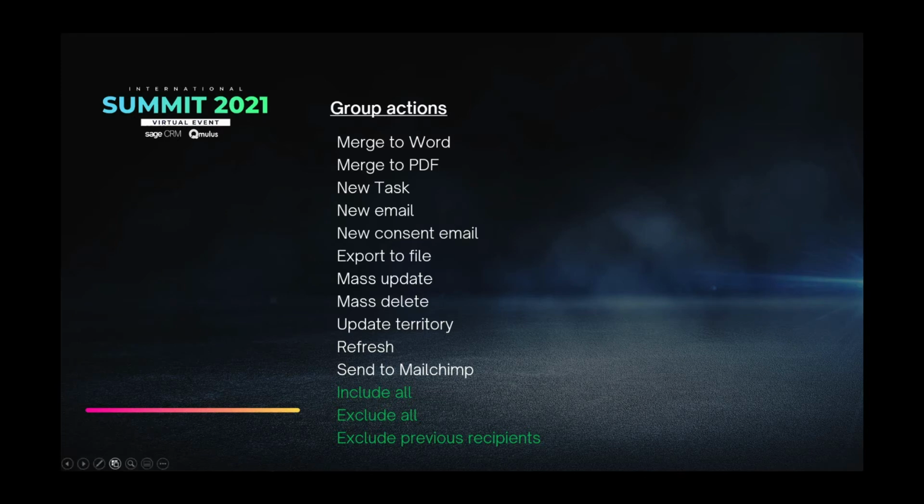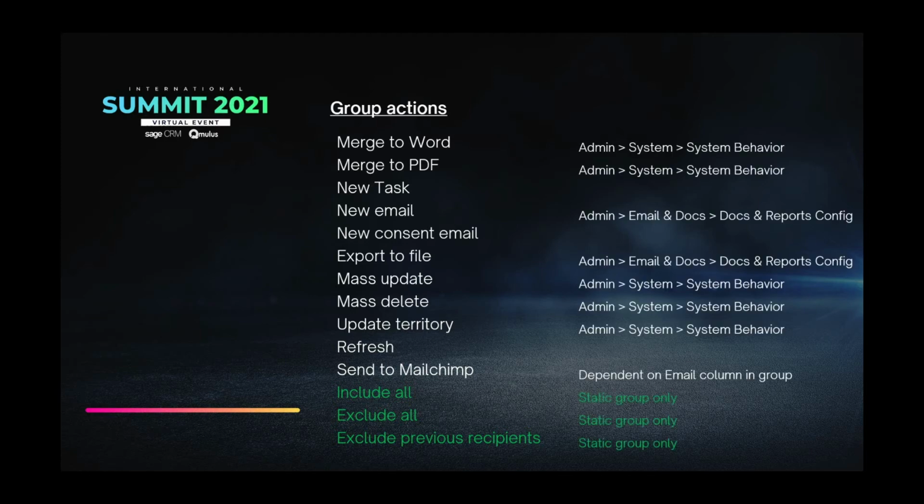Once your group has been created, the fun begins. We're now able to utilize this data in a number of actions. Several of these actions are dependent on system settings and user rights. Let's briefly go through these. Merge to Word as well as merge to PDF needs to be enabled under Administration, System and System Behavior. New email under Administration, Email and Documents, Documents and Reports Configuration. Export to File under Administration, Email and Documents, Documents and Reports Configuration. Mass update, mass delete, and update territory needs to be enabled under Administration, System, and System Behavior.